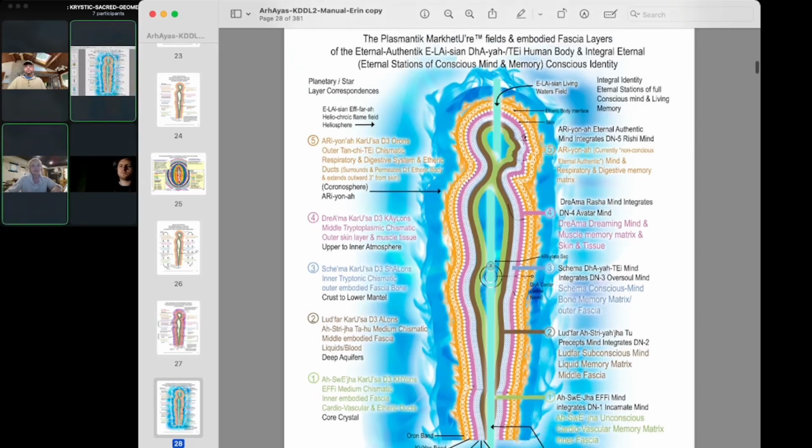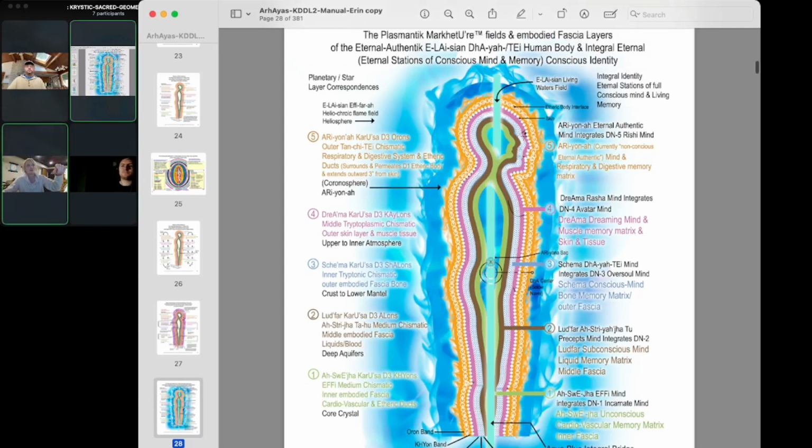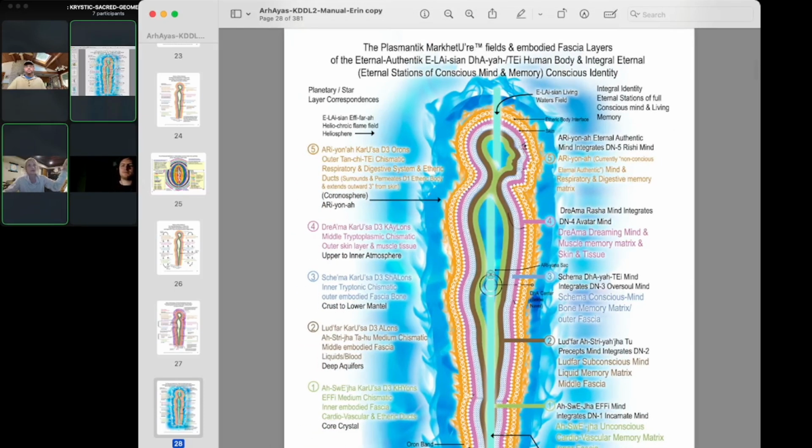Okay, this is what it looks like. This is what it's supposed to look like. We're supposed to be on fire like this. This is the coronasphere of our, what are they calling it here? The plasmatic markature fields and embodied fascia layers of the eternal, authentic, Elassian deity human body. This is the original human form. Had its plasma body activated already.